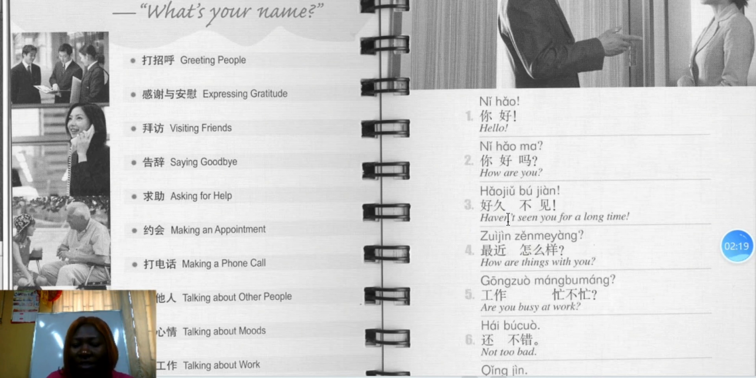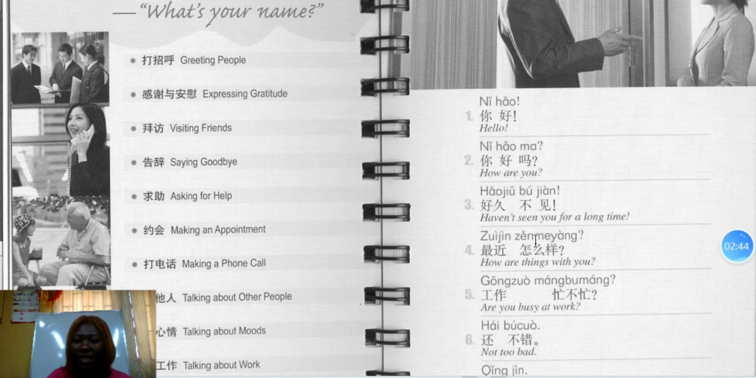Then the third sentence for today is hao jiu bu jian. Hao jiu bu jian means long time no see. Hao is good, while jiu is long time, and bu jian is not see. So hao jiu bu jian is long time no see. Haven't seen you for a long time.